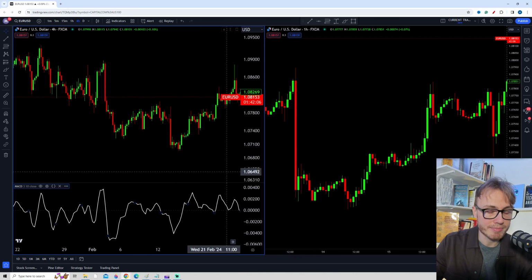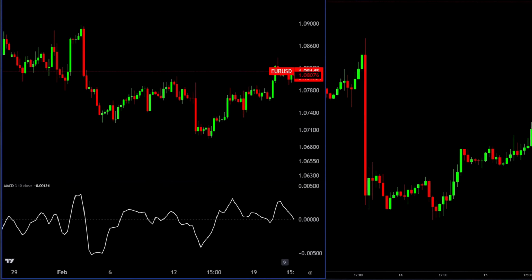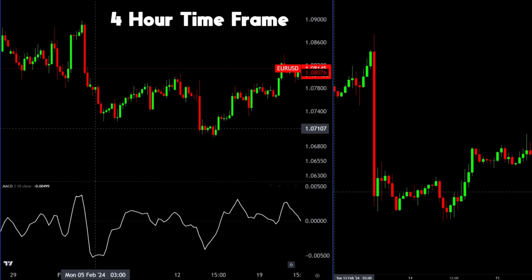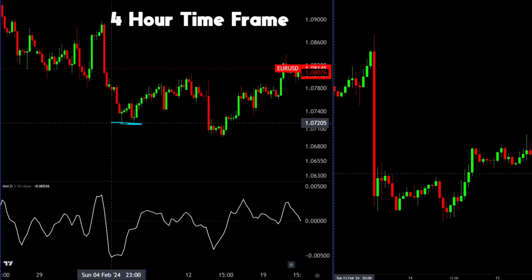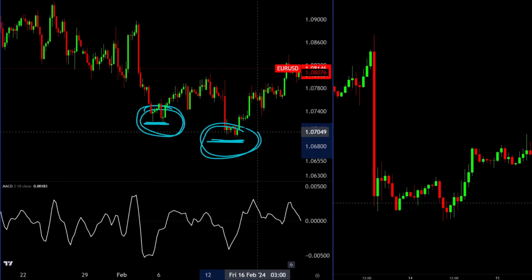So now, in order to identify our buy signal, we need to follow 2 steps. On the longer term time frame, what we want to look out for is either a clear lower low or a clear higher high. In this case, you can see that we are in a downtrend, so what we're looking out for here is one low and then a lower low.